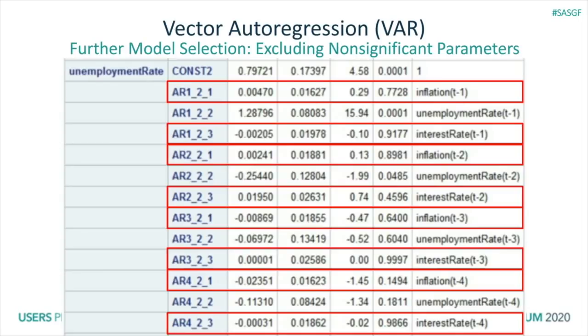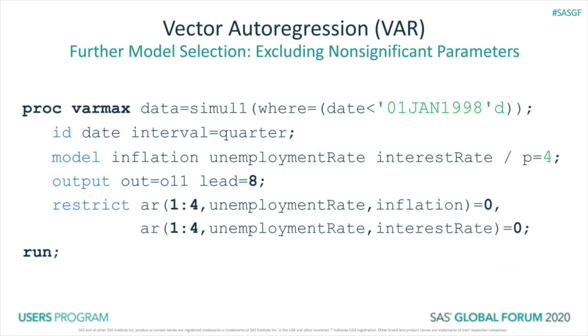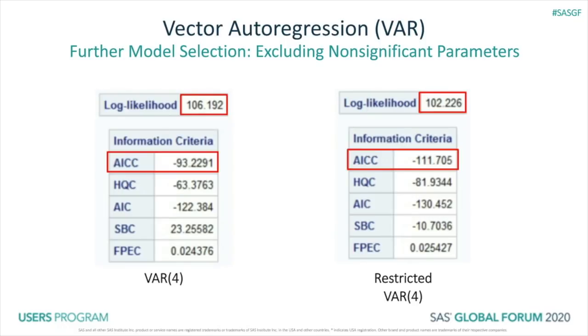Let's go one more step, which is about model selection. We know that inflation and the interest rate cannot help forecast the unemployment rate. Then, if we take them out of the model, that's what happens. We will use the restrict statement to do so. After that, we can compare it to the unrestricted vector autoregression.